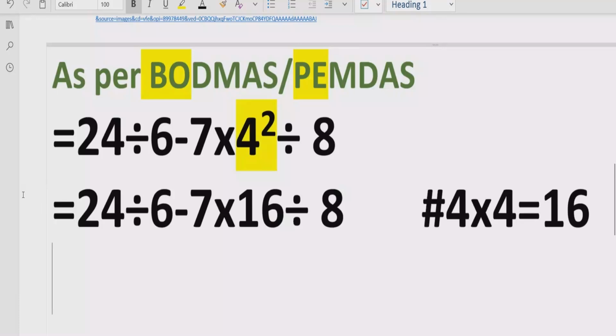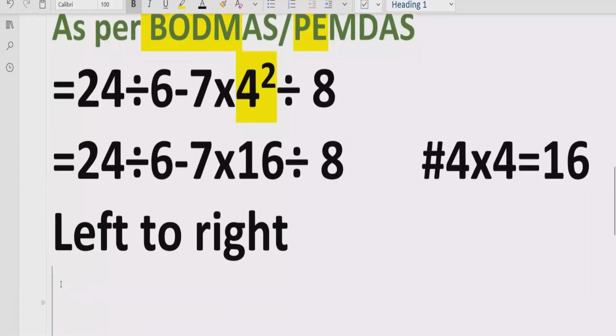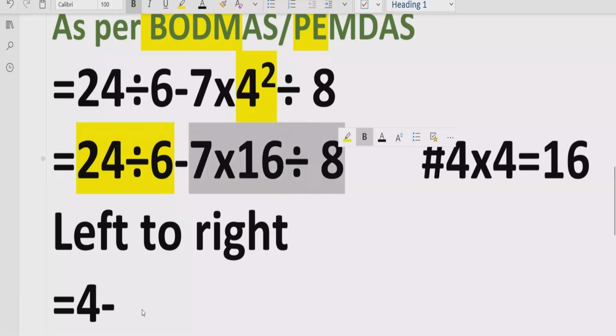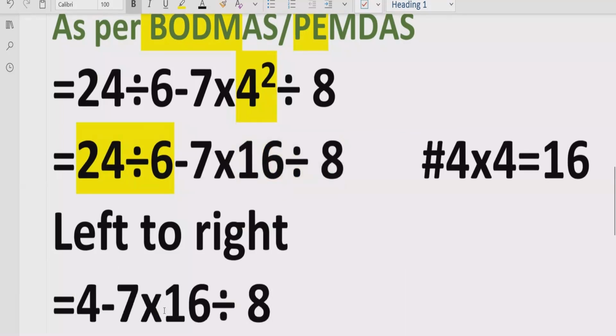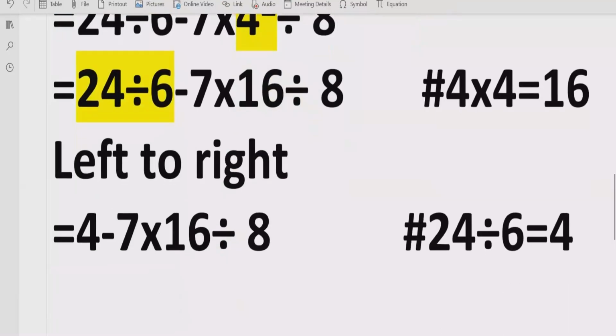Now move forward to solve step number 3. We have to solve division and multiplication. So what we will do, we will go left to right in this expression and find out division and multiplication. So now we have this division which is 24 divided by 6. We will divide both of them and get the answer 4, minus 7, and this part we will write as it is. And here we have to give the reference: 24 divided by 6 equals 4.